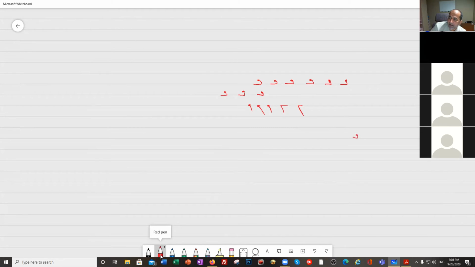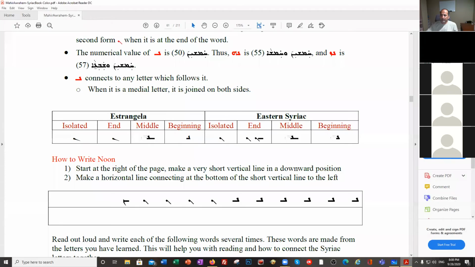Noon, N, sounds N, with the vowels: na, ne, no, nu, and ni. Na, ne, no, nu, ni. Go ahead, write noon and start reading the words at the bottom of that page.